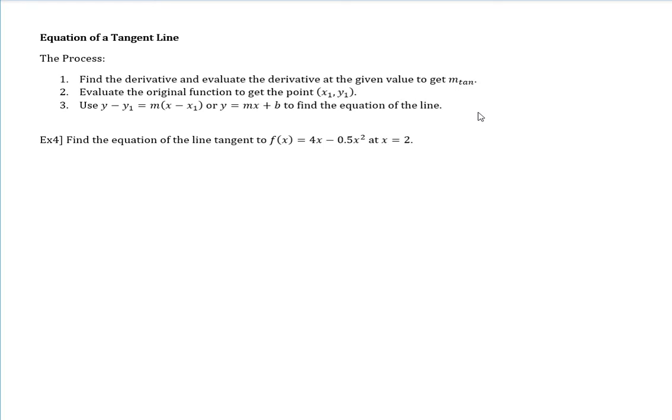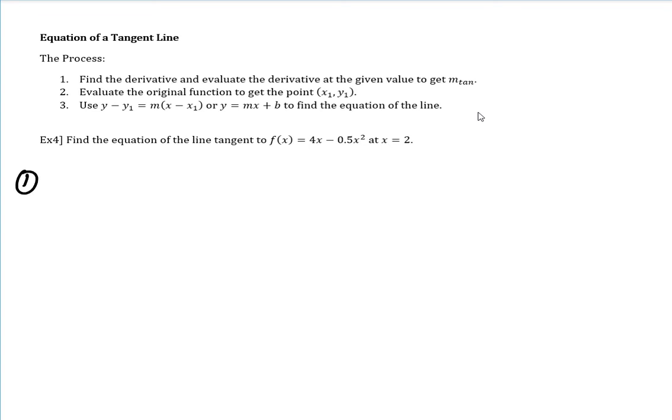Now, we have done this before with longer problems, but now we've got a way to do the derivative portion faster. So it's the same process. If you're going in order of all those videos, this is the same process that we've had before. So let's break it down. Find the equation of the line tangent to this function at x equals 2.